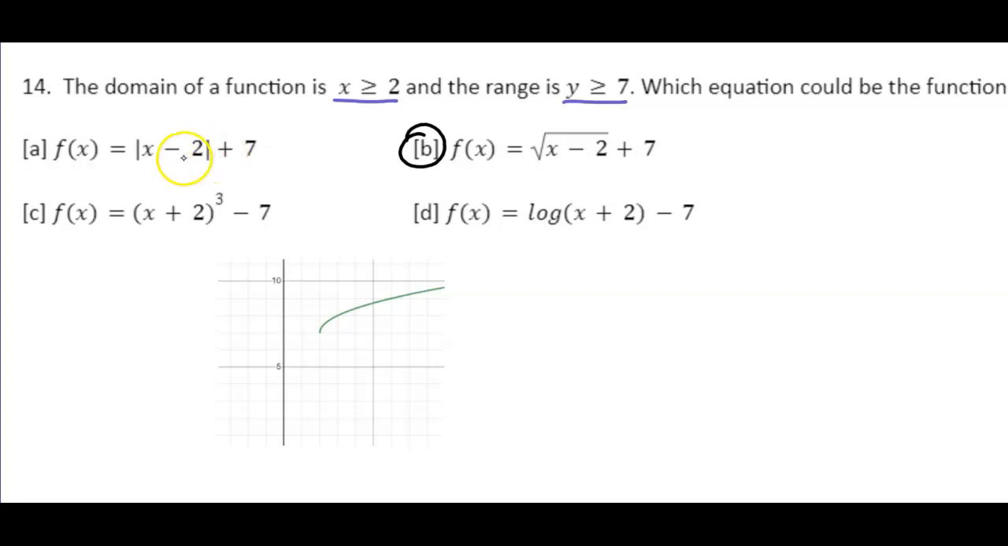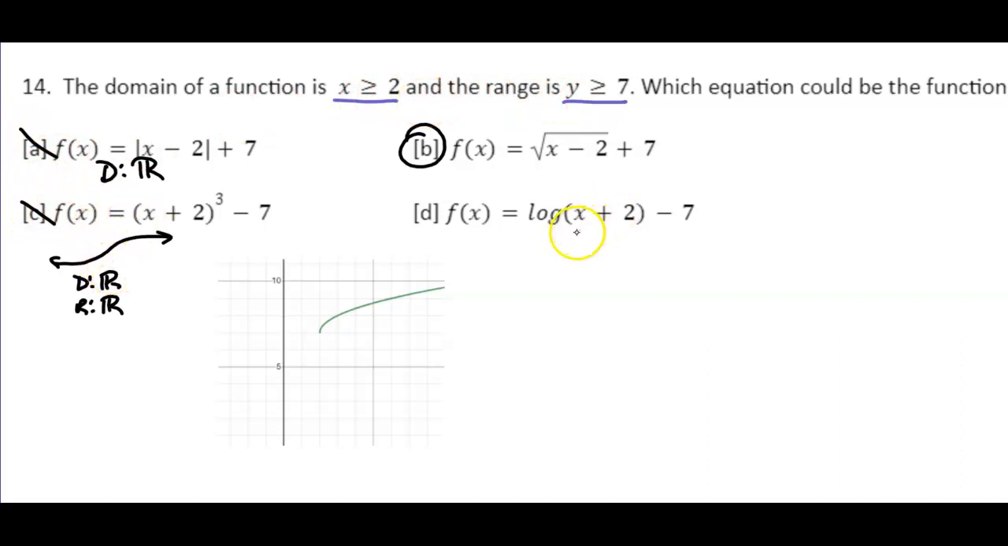So the domain of all absolute value functions is all real numbers. So for that reason, it's not A, because we want our domain to be x is greater than or equal to 2. I'll come back to B in a second. C is a cubed function, which is our little S curve. We know that for cube functions, the domain and the range is always all real numbers, no matter what kind of cube function it is. And so automatically that takes it out of the running as well, because we want our domain and range to be something other than all real numbers.